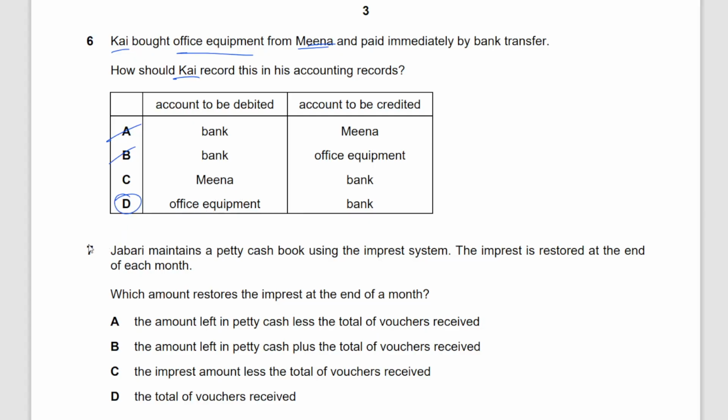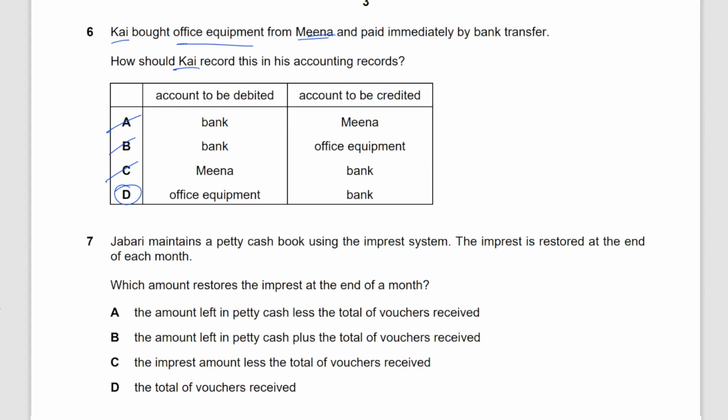Office equipment is going up, bank is going down, and that's all. Why? There's no purpose to have Mina's account in our books. There should be a purpose when you record someone's name or someone's business name in your book. Either they owe you the money or you owe them money. It's either receivable or payable. There's no such thing with Mina. So this does not make sense, all right?